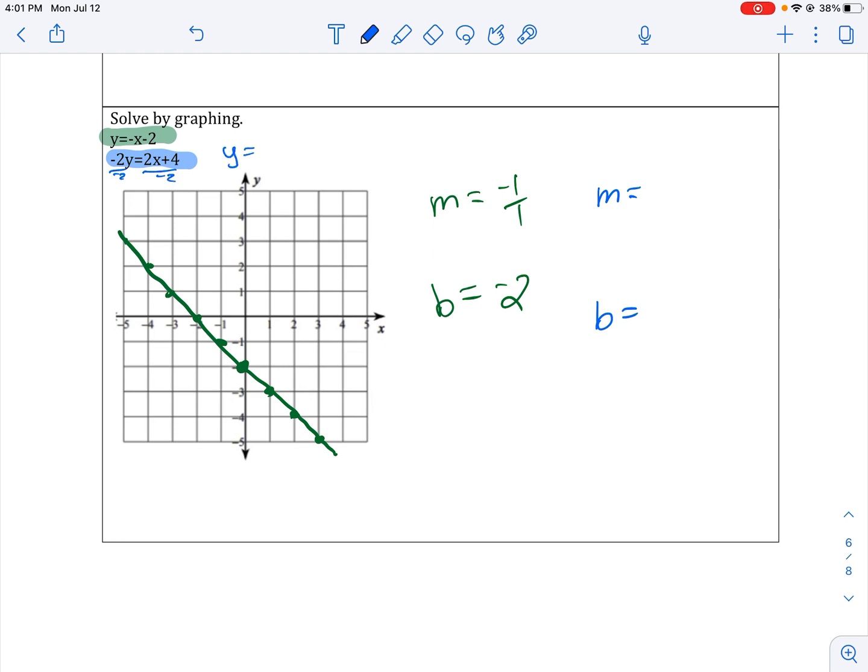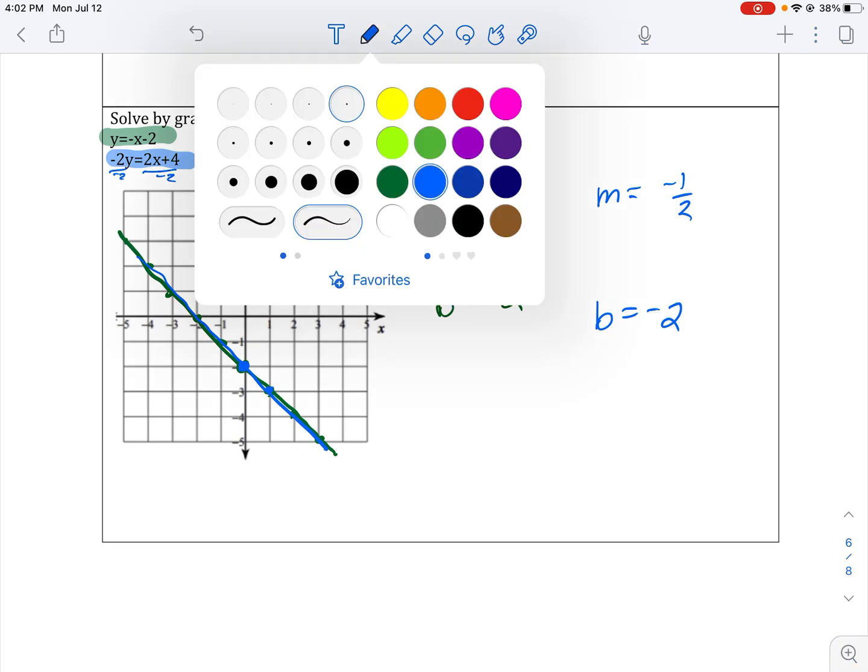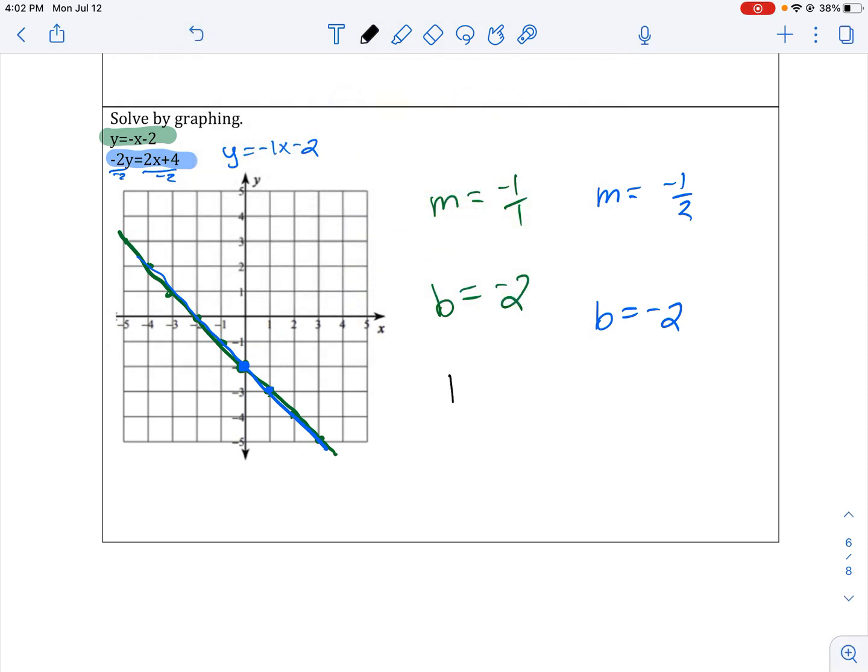2 divided by -2 is -1, x. 4 divided by -2 is -2. So my slope is going to be -1/1. My y-intercept is going to be -2. And if you look, it is the exact same line. When we graph one line on top of the other, we have infinitely many solutions. You might also see this symbol right here. That also stands for infinitely many solutions.